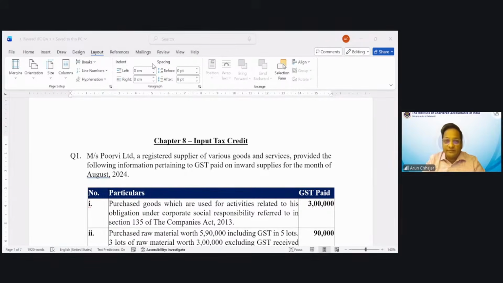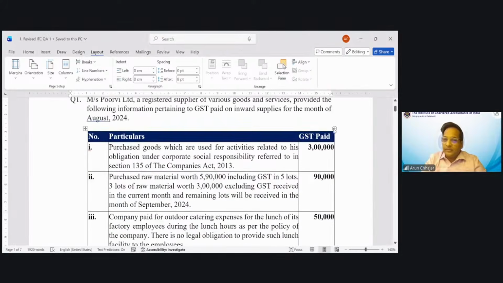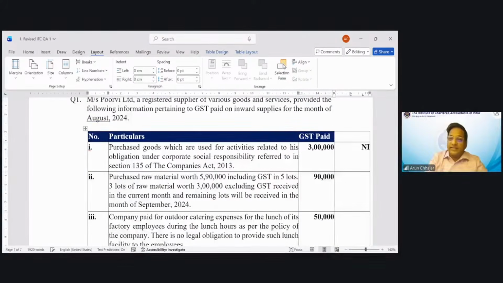Question not visible. Whether the question is not visible. Now visible. Okay. So ITC not available. Okay, now let's come to the next.